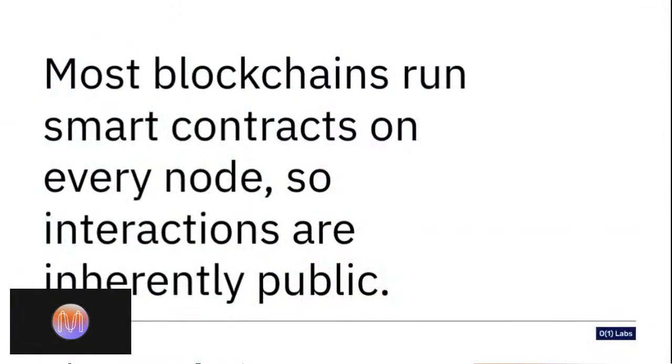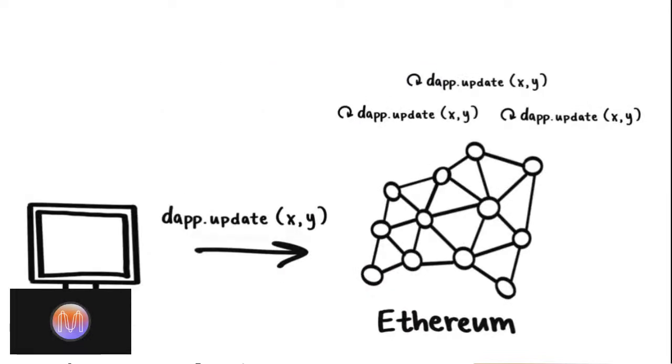Most blockchains run smart contracts on every single node, so the interactions are inherently public. This is an Ethereum transaction. We have a request. We want to call some update method and pass in X and Y. The result is that every node in the Ethereum network runs this update transaction. They do it publicly. They can watch each other. This is where the security comes from.